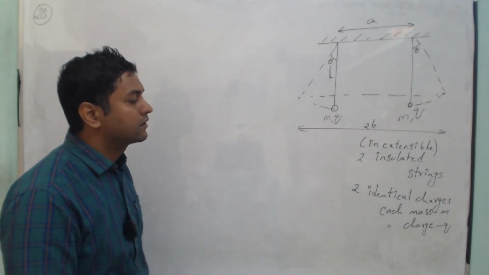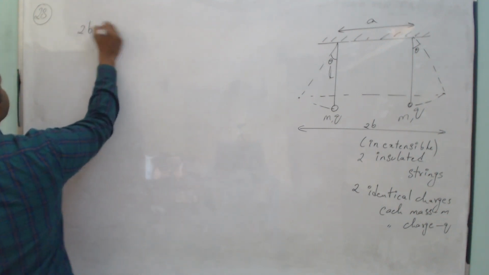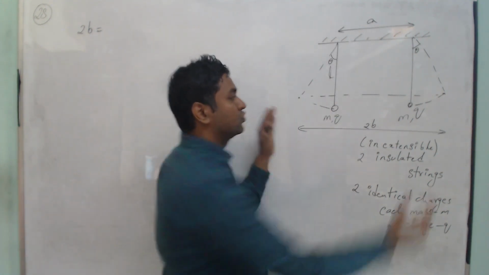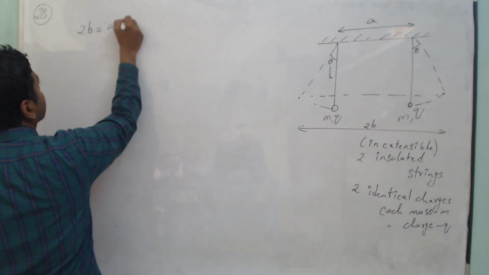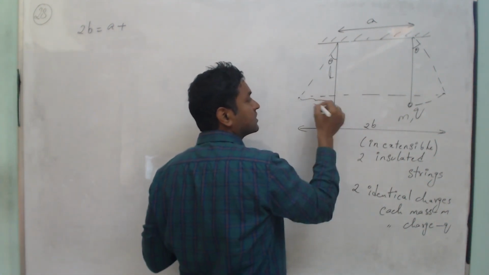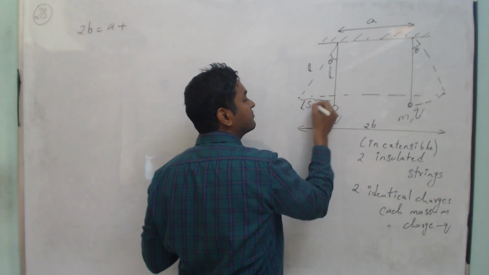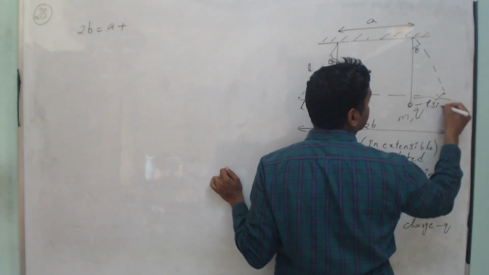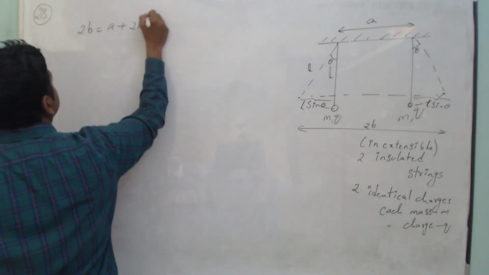So if the distance between them is 2b, how can I write this 2b in terms of a, L and theta? 2b is equal to first a plus, what will this distance be each? L sine theta. If this is L sine theta, even the other side will also be L sine theta. So my 2b will be equal to a plus 2L sine theta. Is this clear?